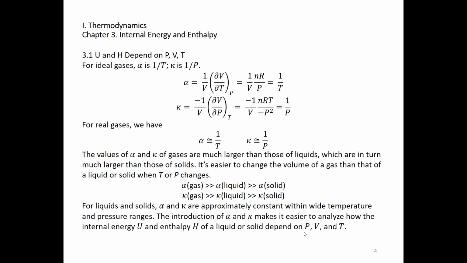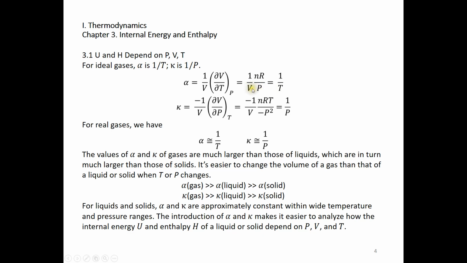For an ideal gas, alpha is simply 1 over the temperature of the gas, and kappa is 1 over the pressure of the gas. We can easily derive this. Alpha is 1 over V times delta V over delta T under constant pressure condition. For an ideal gas, PV equals nRT. Delta V over delta T is simply nR over P. Now let's look at this. nR over PV, that's just nR over nRT. That's 1 over T. Right?